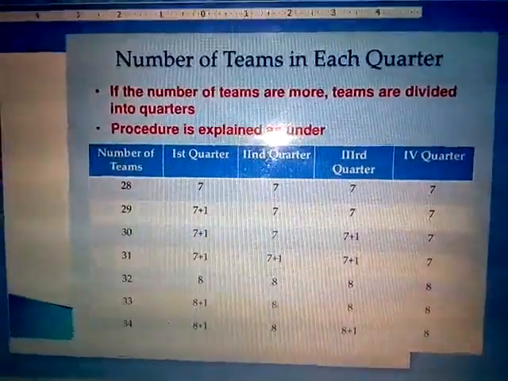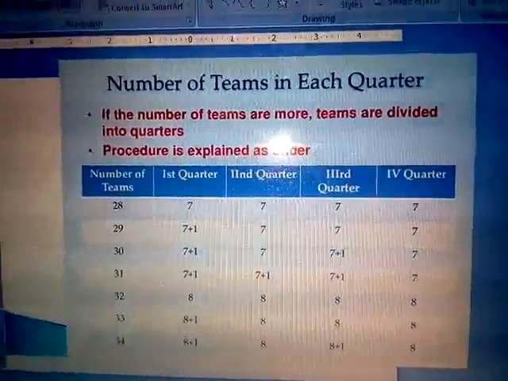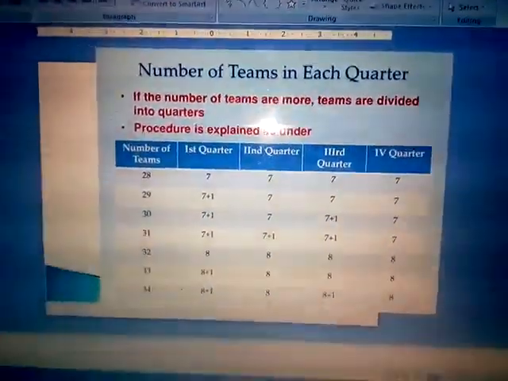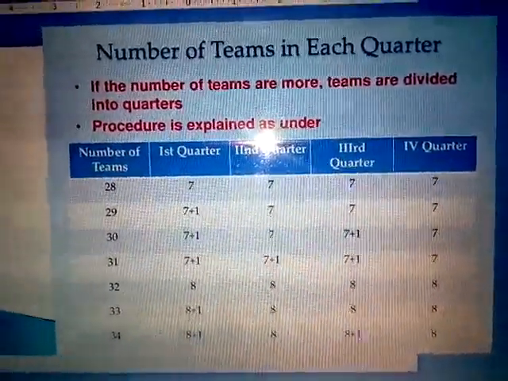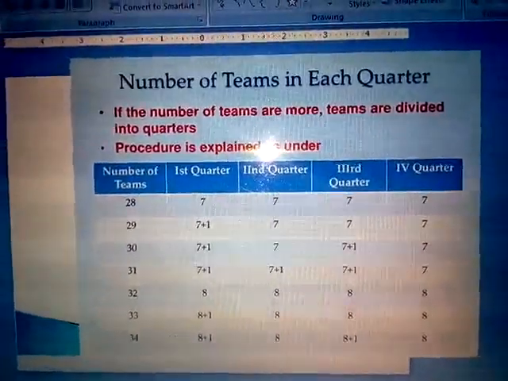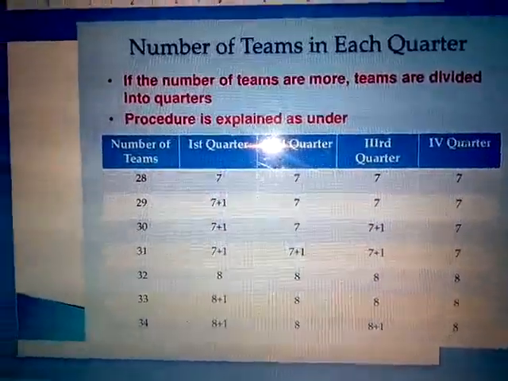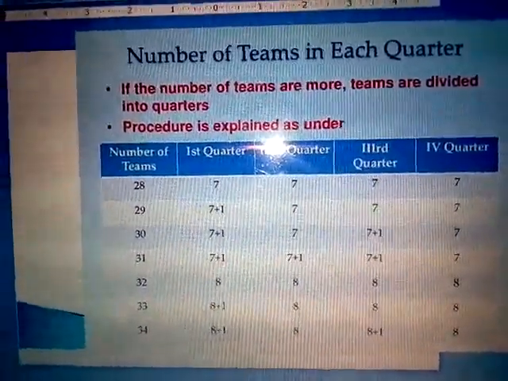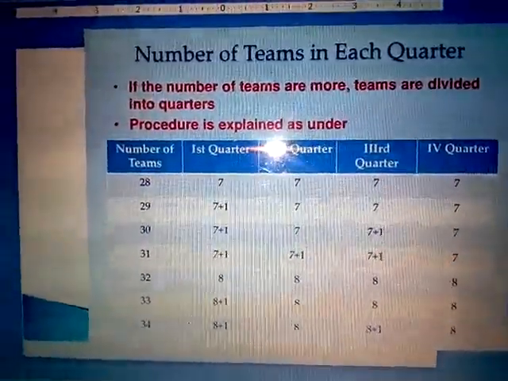In the next slides, you can see the number of teams in each quarter. If the number of teams is larger, the teams are divided into quarters. Suppose the number of teams is 28. Now we have to divide them into 4 quarters. First of all, quarter 1, 2, 3, 4. You can see in the slide, the 4 quarters are there. In each quarter, the number of teams is equal: 7, 7, 7, 7. So this is the way you can divide the quarters.